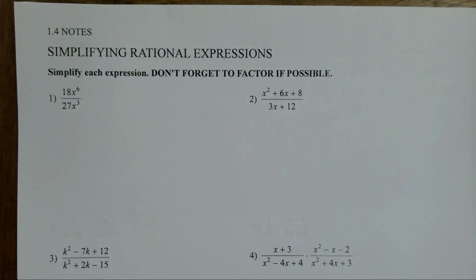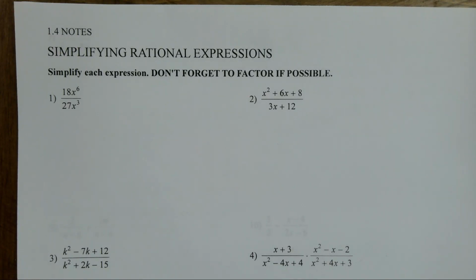Right, we are simplifying rational expressions. The word rational just means that we're looking at a fraction. We have a numerator, we have a denominator. When you are canceling or simplifying, you need identical factors.